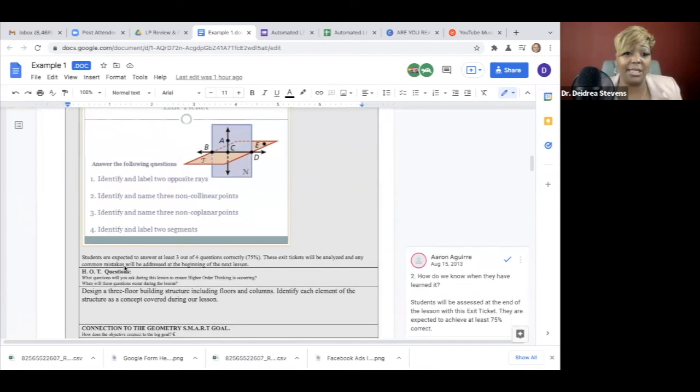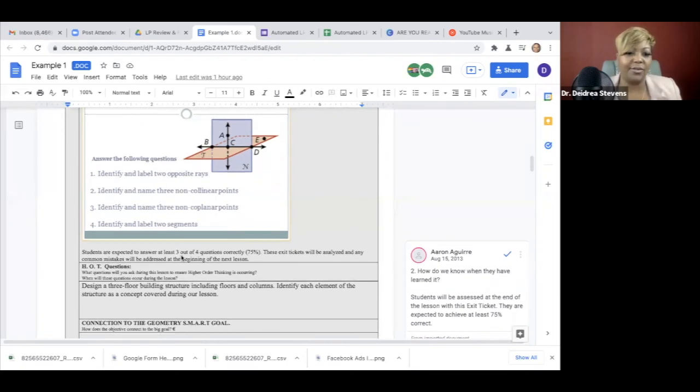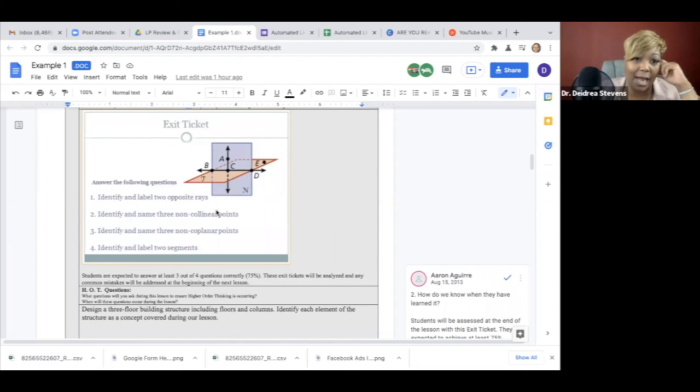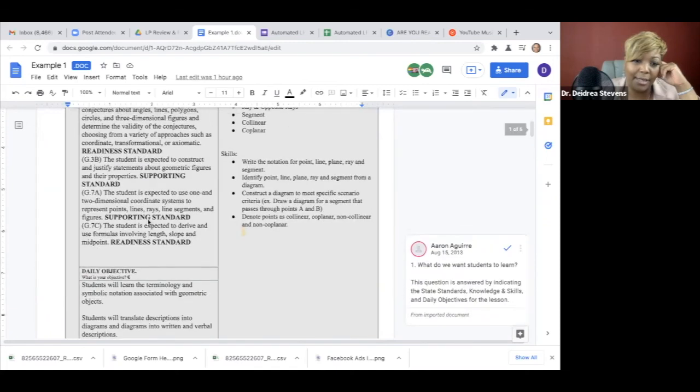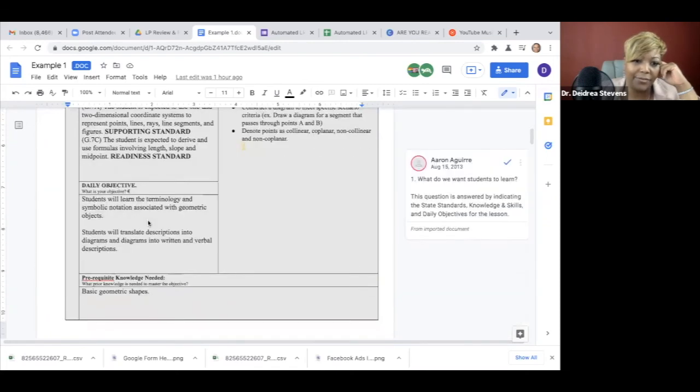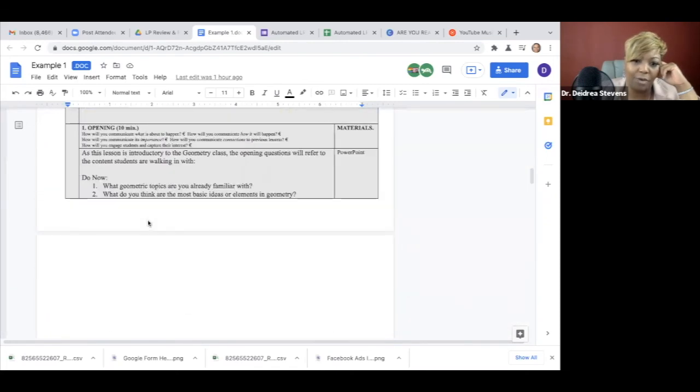Now you may have to teach your teachers to do this. That's fine. You may have to go slow to go fast, but after a while, this will be so easy for you. How do we know they have learned it? Right here. He tells me he expects his students to answer at least 3 out of 4 questions correctly. So he wants them to get at least 75%. And he gave me a snapshot of his exit ticket. So what I was able to do was look at this exit ticket, go back up here and make sure it's aligned. If the answer is yes, then great. I keep right on going.